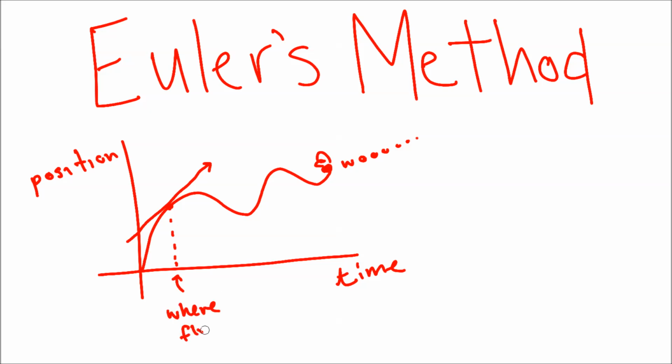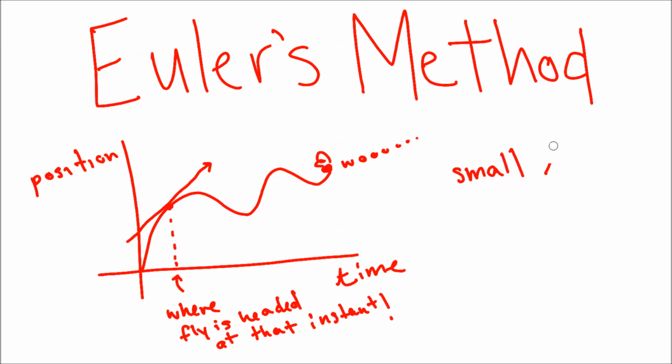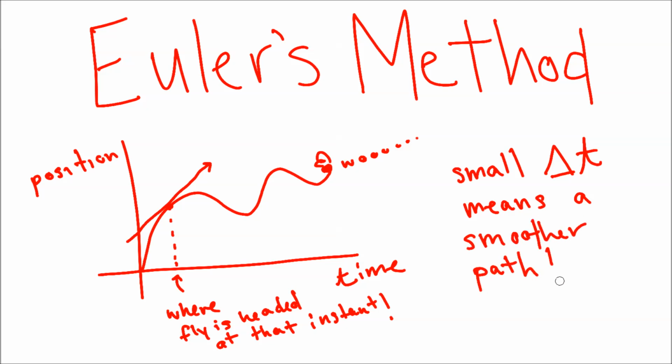We can draw an arrow pointing in the direction of where he was flying at that precise instance, and then we can draw other arrows at other instances of time. The closer together these changes in time are, the more accurately the arrows show the fly's path. This is another example of why a higher frame rate gives a smoother picture.